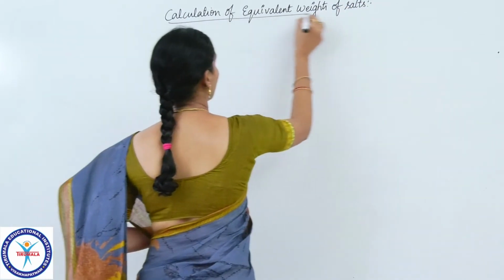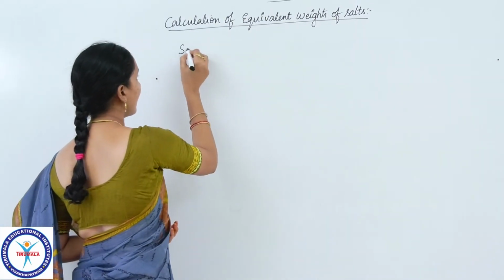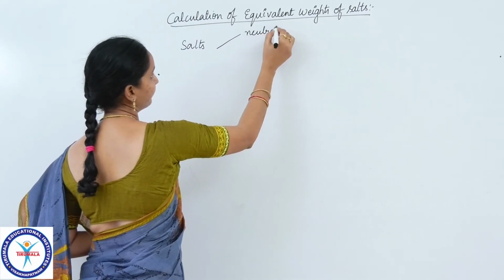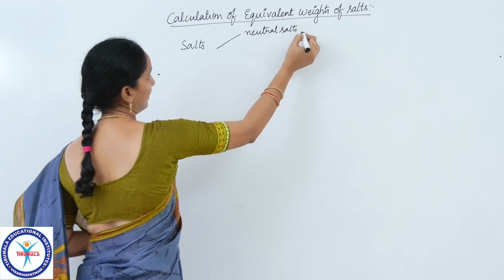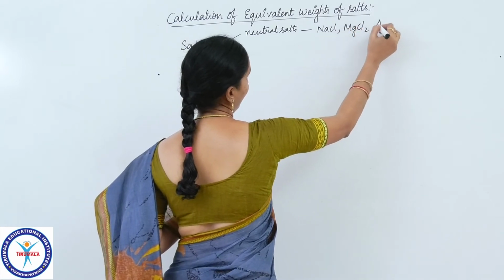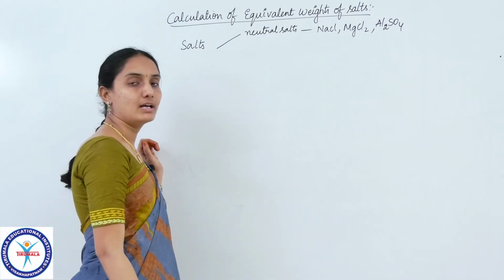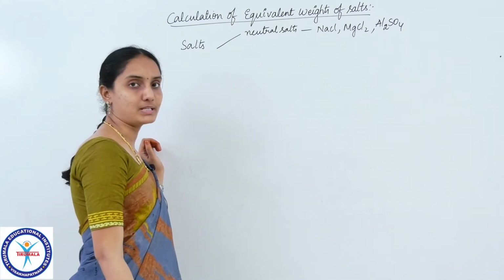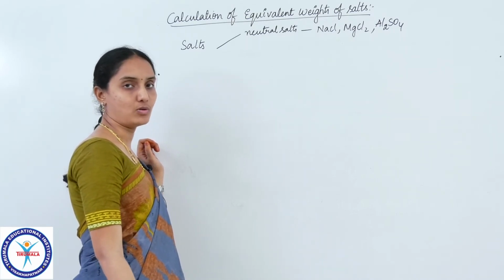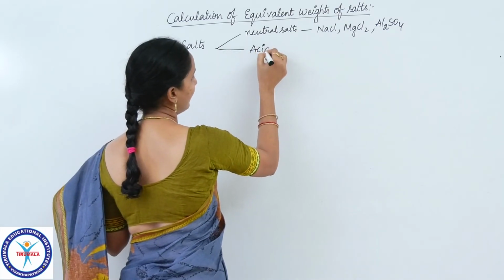Calculating the equivalent weights of salts, children. So salts we have 3 types. Neutral salts. For example NaCl, MgCl2, Al2SO4. This type of salts do not have any replaceable H plus ions or OH minus ions. If any salt is not containing any H plus ions or OH minus ions, then it can be called a neutral salt.